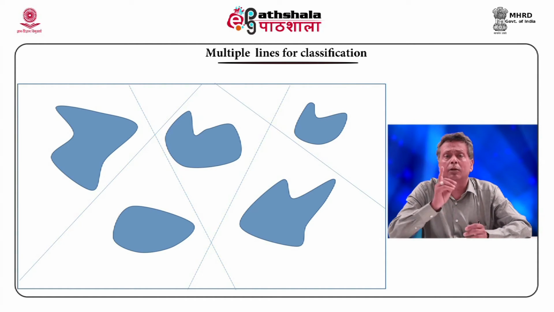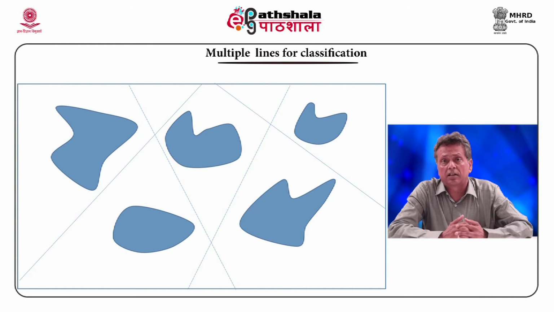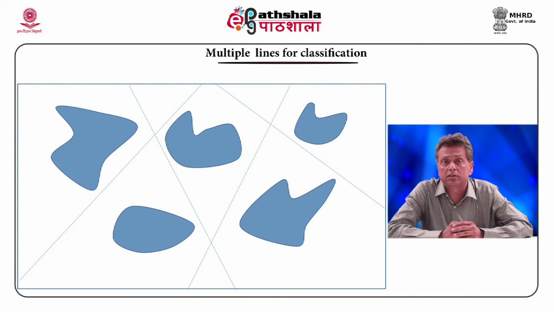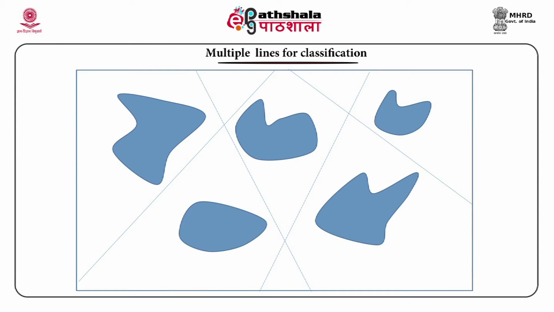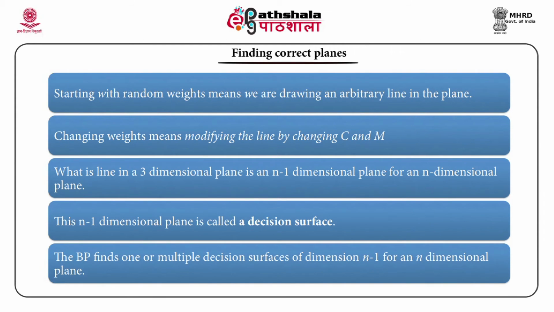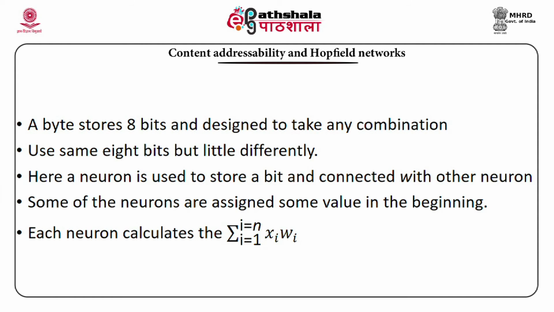But then there is one more thing which we must understand: not always do you have one decision surface. There are potentially infinite number of decision surfaces. We just need to get one. In most cases we'll get one and our problem is solved. Finding the correct planes, as I said, is a process which begins with random values and converges to the right set of weights.